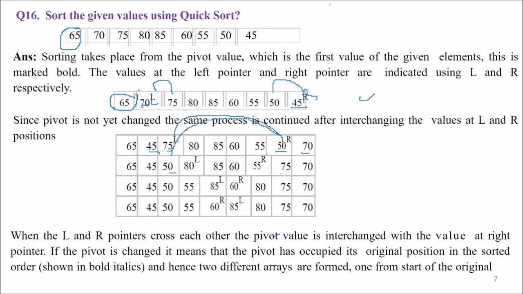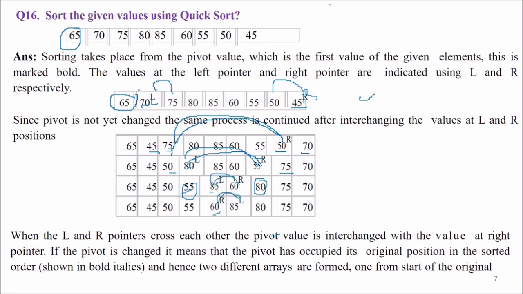50 comes here, 75 comes here, and left and right change, which means left is incremented and right is decremented. 80 and 55, which is smaller? 55 is smaller, so we have to exchange. 55 comes here, 80 goes here. Now L and R, L will increase, R will decrease. Now 85 and 60, what will happen? Again an exchange will happen.